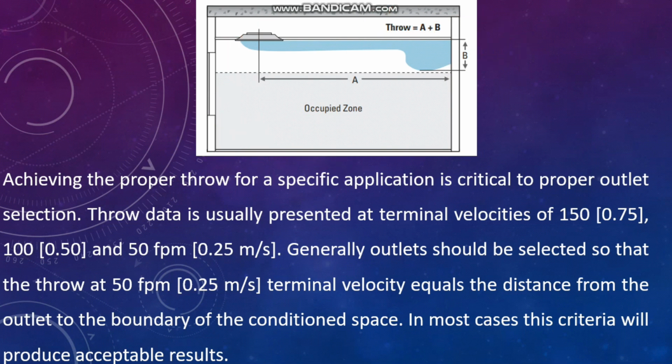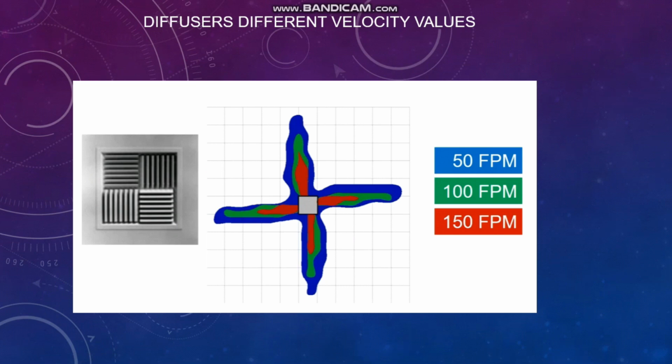So as I mentioned earlier, the throw data is usually presented at terminal velocities of 150, 100 and 50 feet per minute. Like you see here in this image, from the supply air diffuser, initially the red one, the supply air will come with a high velocity of 150 feet per minute. After that the velocity will be reduced to 100 feet per minute after some distance, that is indicated in the green one, and finally the blue one, you can see at the end it will be 50 feet per minute.